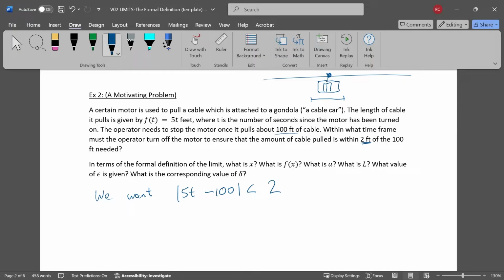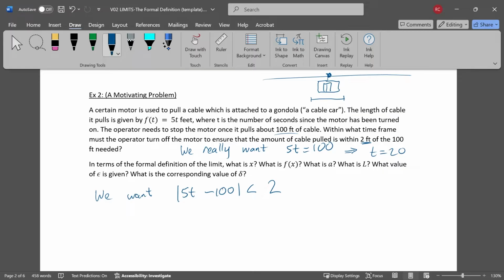Well, we'd be even happier if 5t was 100, right? That would be like the ideal, if they could stop it at the instant. But hey, we're human beings, so that's not super realistic. But if that happened, then t would be 20, right? So let's keep that in the back of our head.